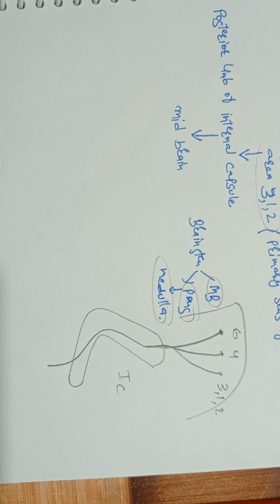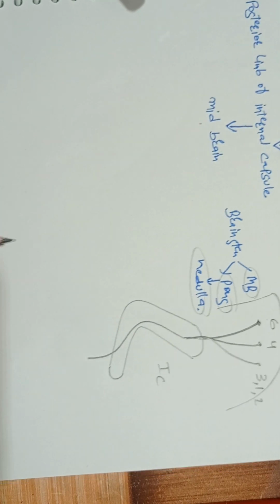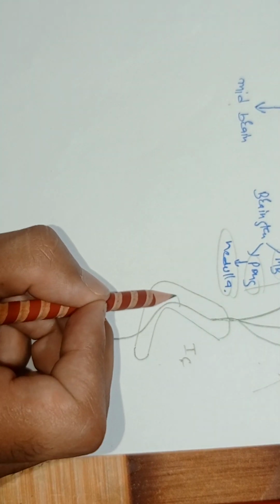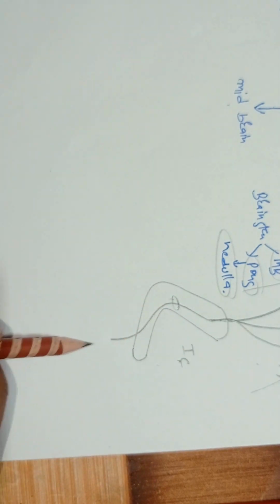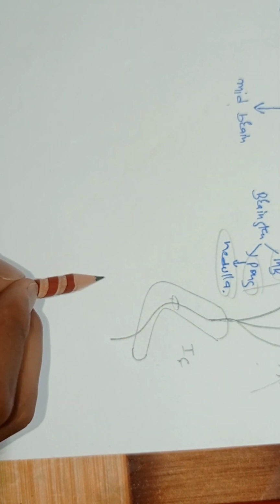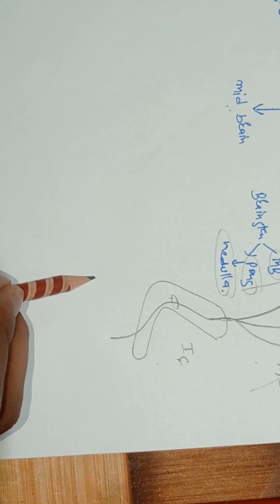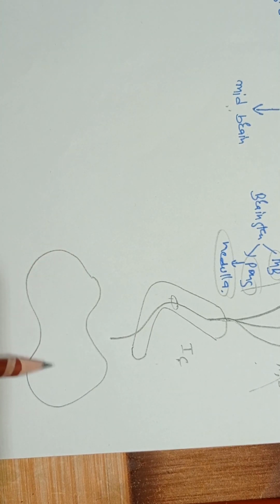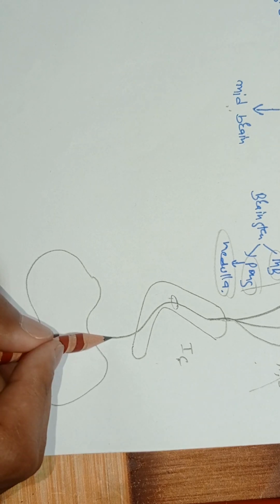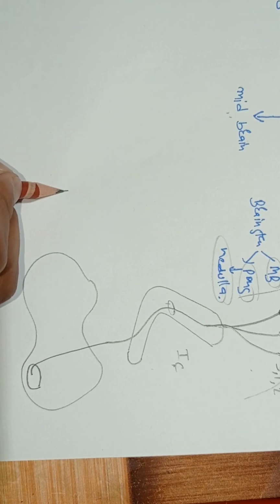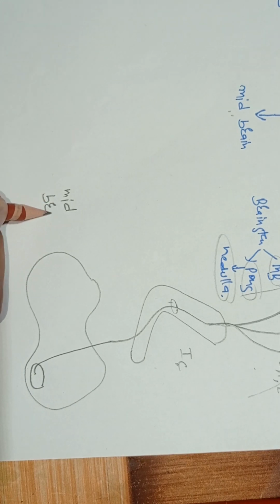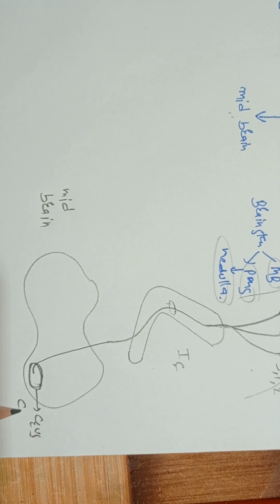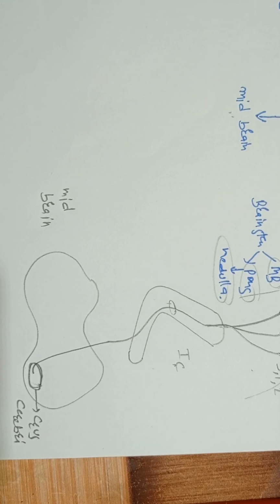So I will draw the midbrain. Cortex, then internal capsule, posterior limb. Fibers go through the posterior limb of the internal capsule. Now I will draw the midbrain. So this is the midbrain. Now fibers go to the midbrain. This part of the midbrain is called the crus cerebri.